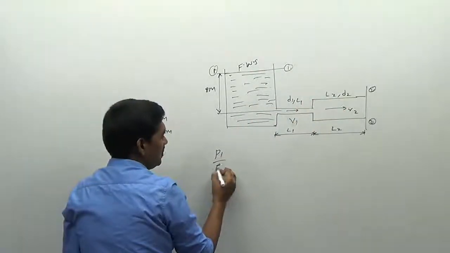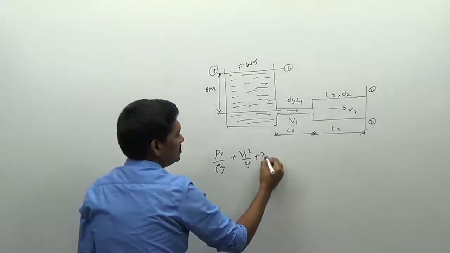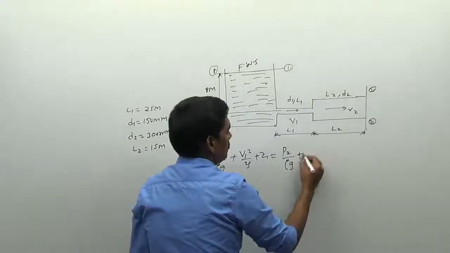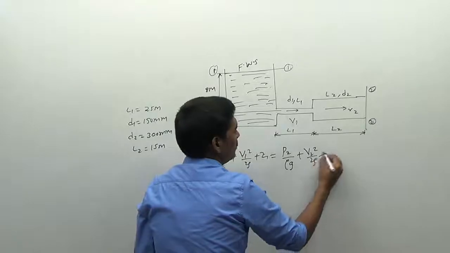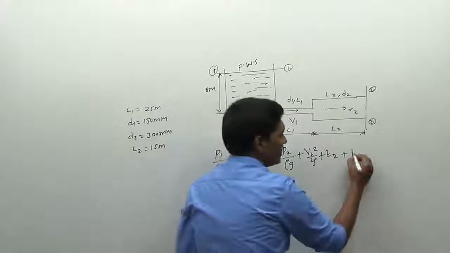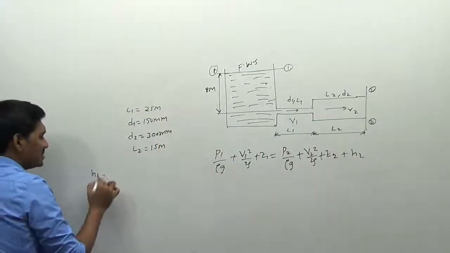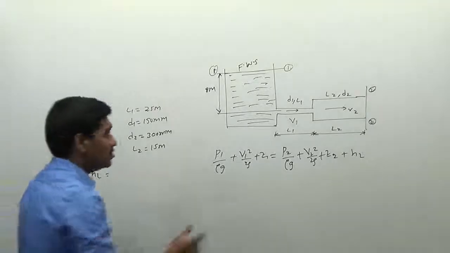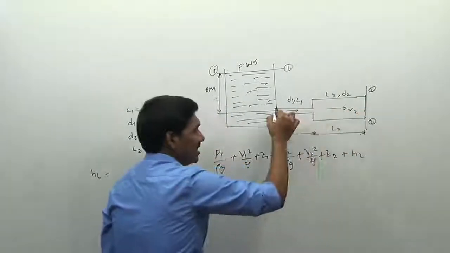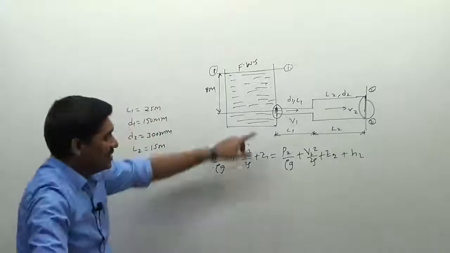Therefore, the equation will be P1 by rho g plus V1 square by 2g plus Z1 is equal to P2 by rho g plus V2 square by 2g plus Z2 plus head losses. I am writing this value as head losses here. So, what are the different head losses here I can write? See here, starting from the entry to the exit, there is the entry and there is the exit here. What are the losses we have here?